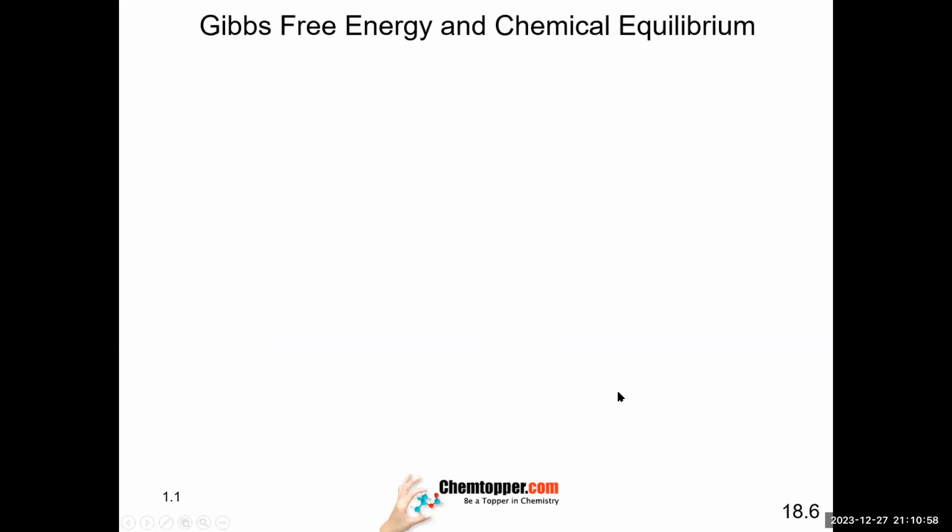Okay. Now Gibbs free energy and chemical equilibrium. We have understood the meaning of Gibbs free energy. Delta G, spontaneous, non-spontaneous. Now let's try to understand chemical equilibrium and delta G. So I'm going to ask some question about what we have done earlier about the equilibrium constant. Let's say there is a reaction. A is in equilibrium with B. K value is 1.0 times 10 raised to power minus 6.